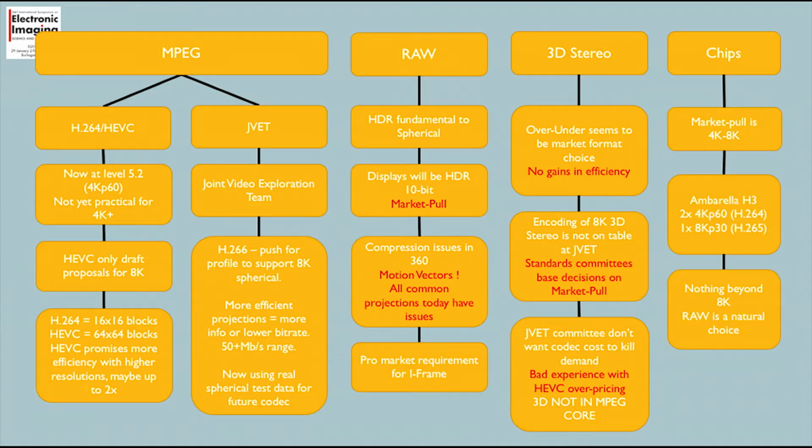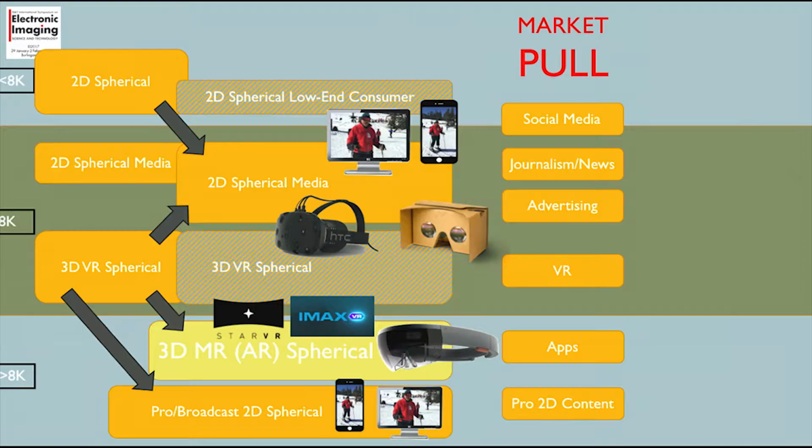And chips. So Umbrella just announced the H3, which will do two 4K P60 in H.264 or one 8K P30 in H.265. So they're obviously seeing a market coming up. And there's the option there to do 8K as well. But nothing beyond 8K.